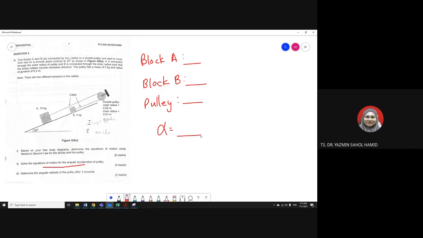So you need to find the angular acceleration. The answer will be radian per second squared. And then determine the angular velocity. To determine the angular velocity, you can use this formula: omega equals omega naught plus alpha t. From there you can get alpha. T you can replace with 3 seconds. Omega naught is 0. Then you can find the answer. Your answer will be in radian per second. So it's the same concept.